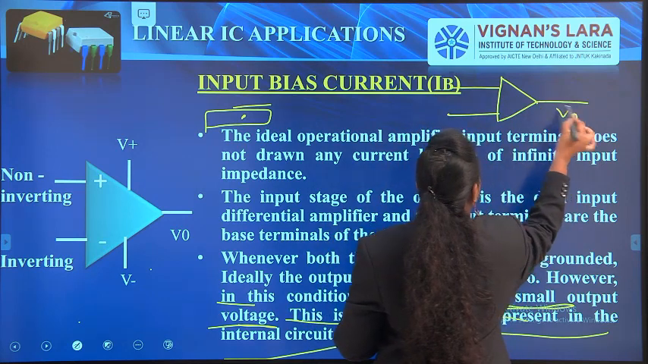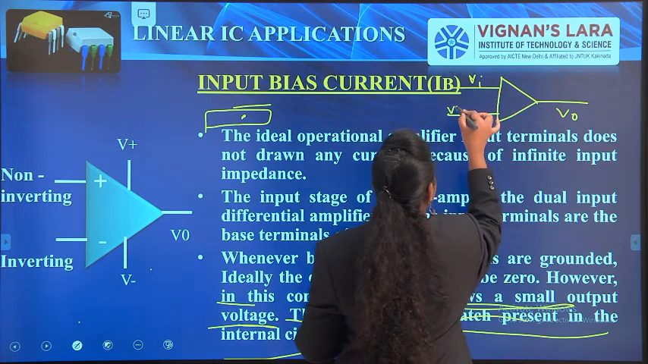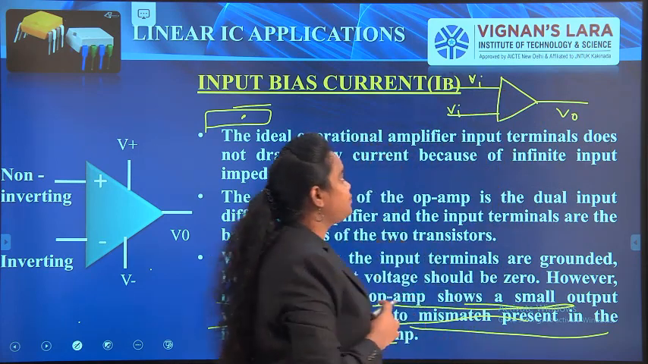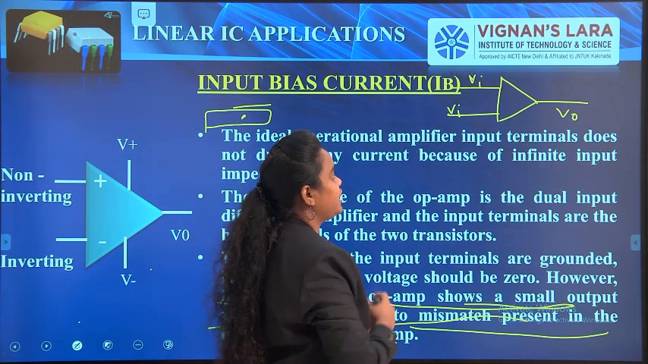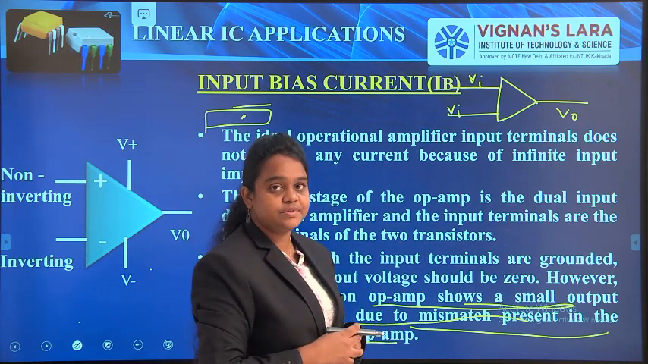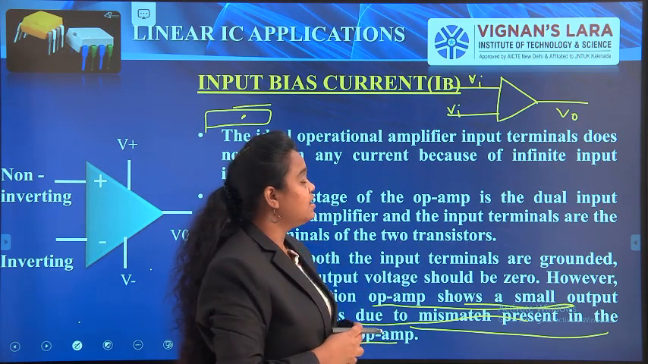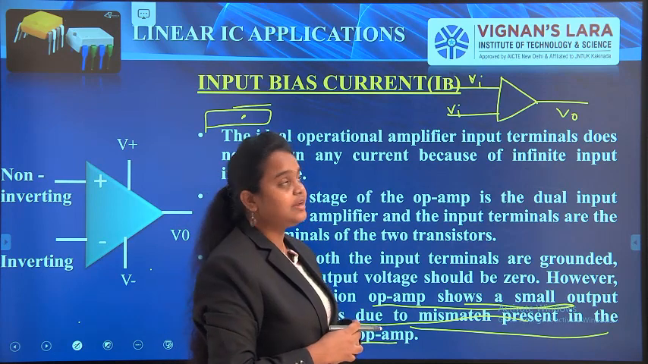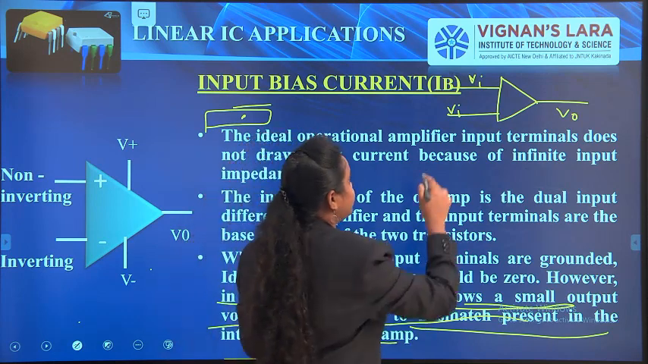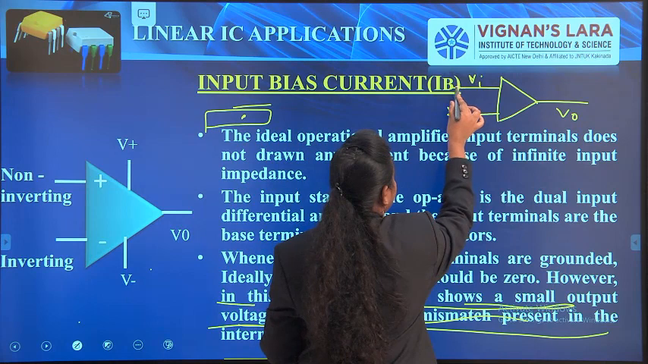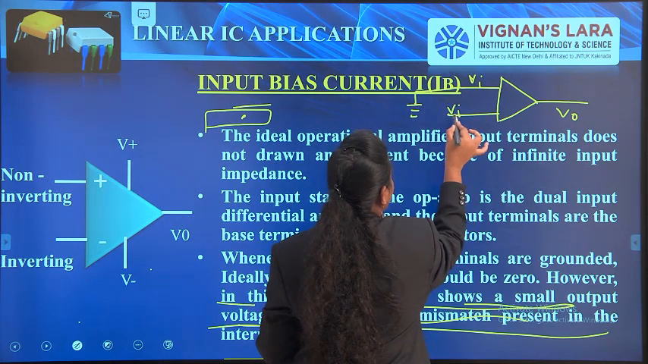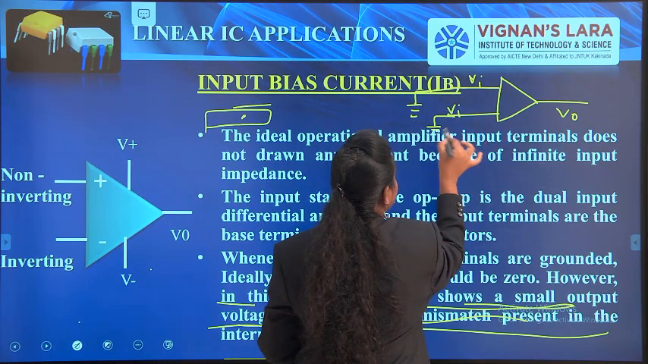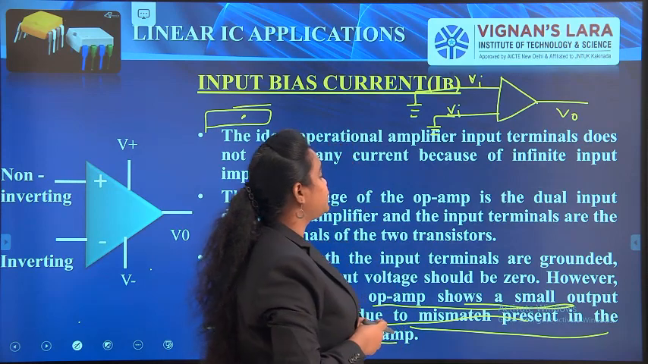V naught, Vi and Vi here. No current flows across these input terminals. Why? Because we are going to use the high input impedance, infinite input impedance. But here we are going to ground these two input terminals. That means we are going to ground these input terminals.